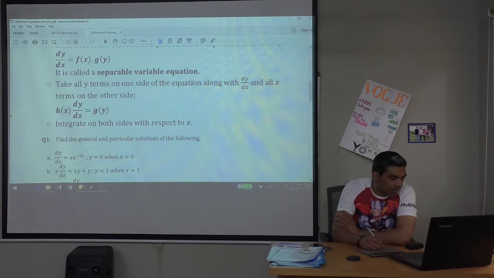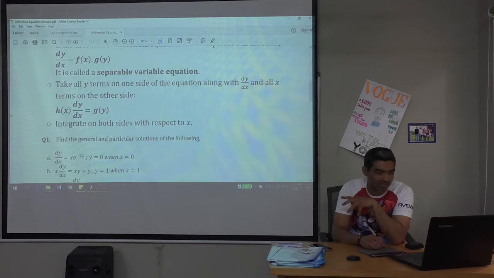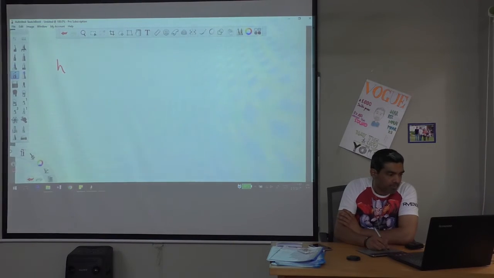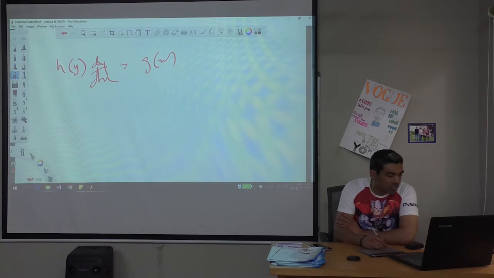Here it has been written the wrong way round. Please just make a note of this. This should be h of y and this should be g of x. There's an error in that. Let me just correct it. It should be like this: h of y equals g of x.